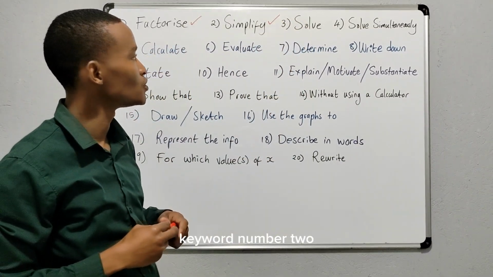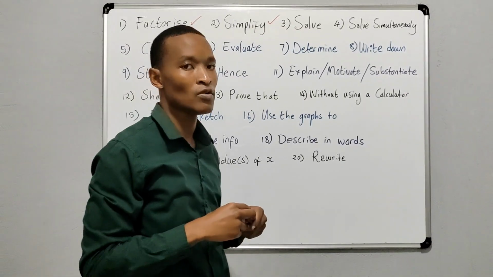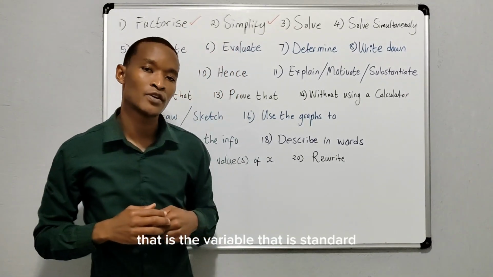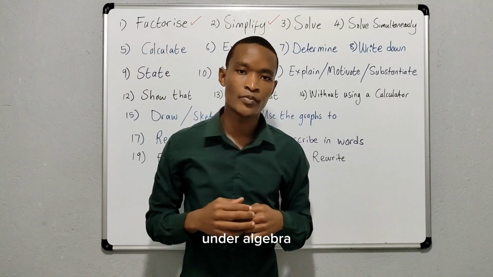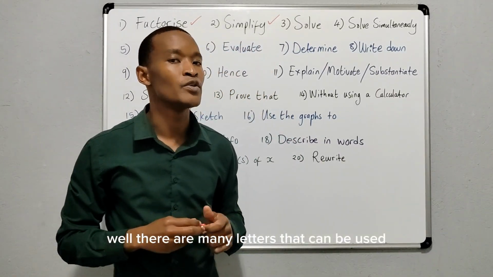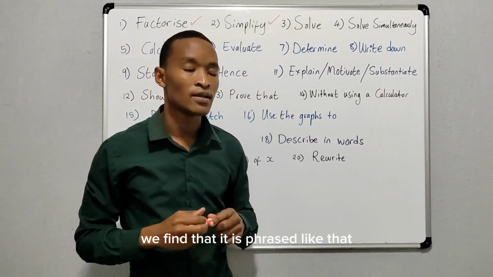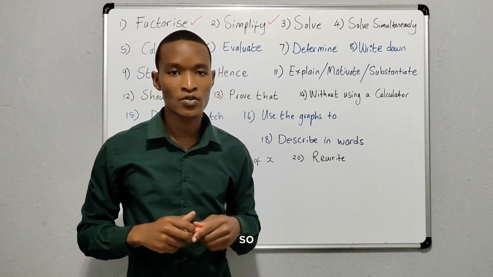Keyword number 2. Number 3, solve. Usually it's solve for x, that is the variable that is standard under algebra. Well, there are many letters that can be used, but usually we find that it is phrased like that, solve for x.